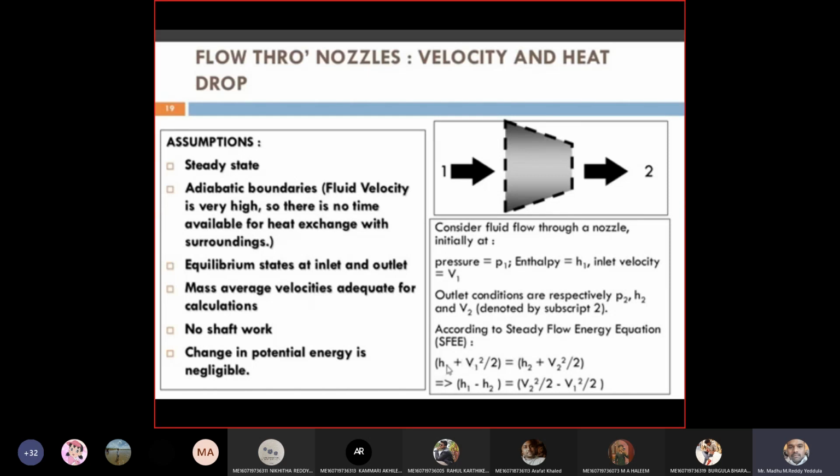Therefore, it becomes H1 + V1²/2 = H2 + V2²/2. Therefore, H2 − H1 = V1²/2 − V2²/2, or H1 − H2 = V2²/2 − V1²/2, where H1 is the enthalpy at inlet and H2 the enthalpy at outlet. As we know, when the steam passes through the nozzle, an enthalpy drop takes place. Therefore, enthalpy at inlet is always greater than enthalpy at outlet, which is why we take H1 − H2. As compared to the outlet velocity, the inlet velocity is very small, and that can also be neglected.